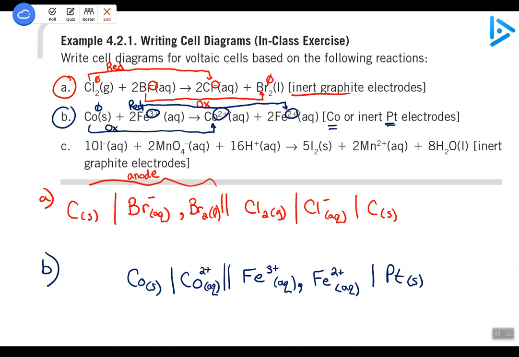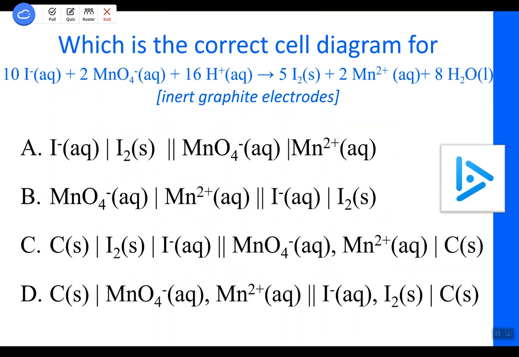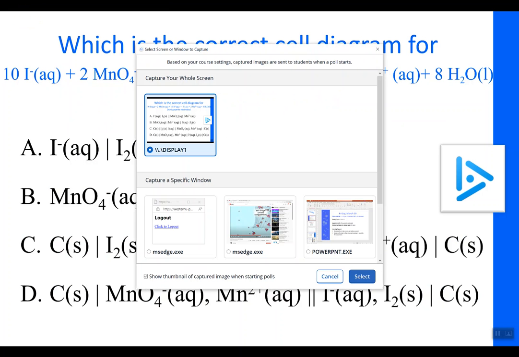I'll jump back to this if you're still writing, but part C is going to be our iClicker question. Which is the correct cell diagram for part C?